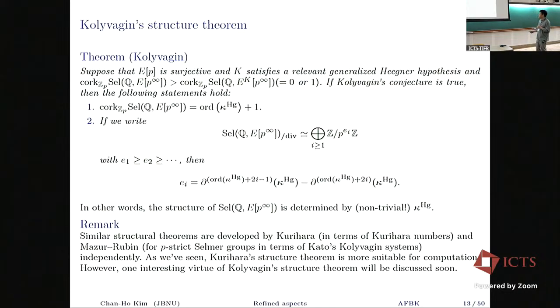Anyway, the structure of the Selmer group is determined by a non-trivial Heegner point Kolyvagin system. As we saw yesterday, similar structural theorems were developed by Kurihara in terms of delta_n, which I call Kurihara numbers. Mazur and Rubin also proved a structural theorem, but for p-strict Selmer groups, not Bloch-Kato Selmer groups, in terms of Kato's Kolyvagin system, independently. As you've seen, the Kurihara structural theorem is more suitable for computation, but one interesting virtue of Kolyvagin's structural theorem will be discussed soon.